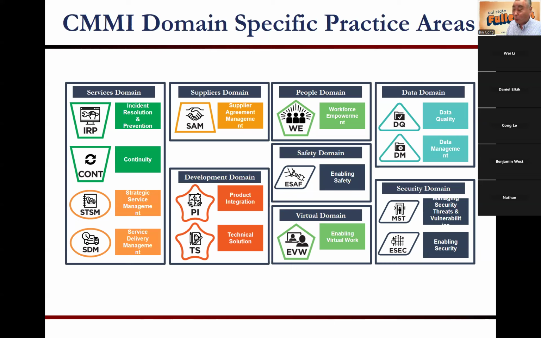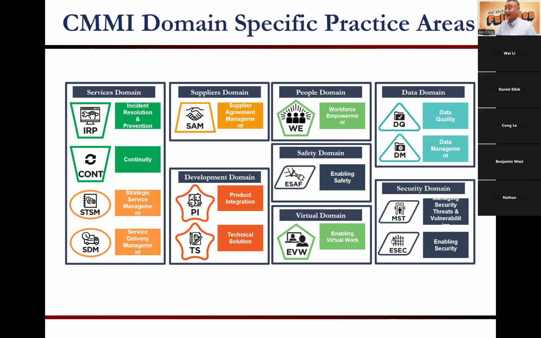People, we have like 1, workforce empowerment, plus 17, you got the people domain, right? Safety, we only have one, enabling safety, okay? And the virtual, we have 1, enable virtual work. And data, we got 2, data quality and data management. And security, we got 2, managing security threat and vulnerability, MST. This is basically cybersecurity stuff.